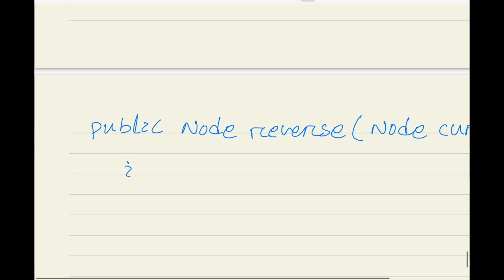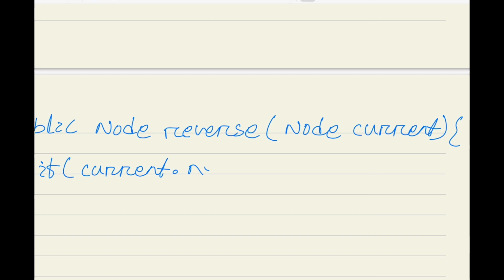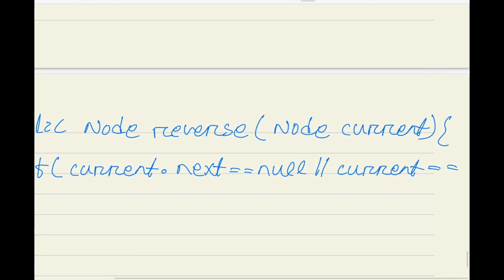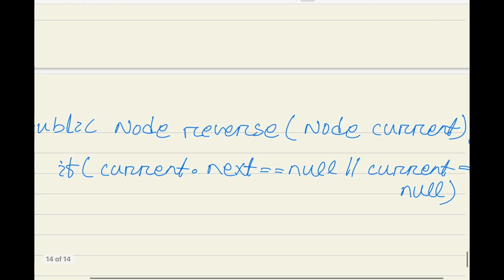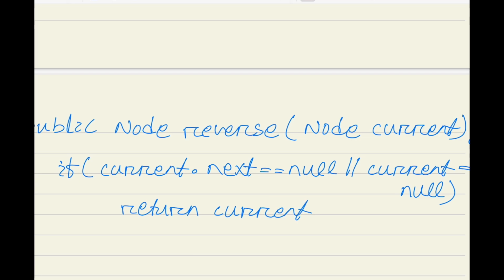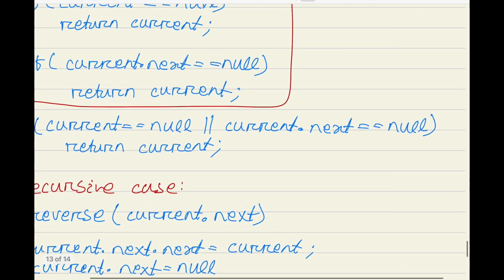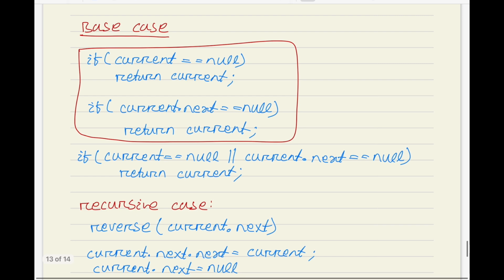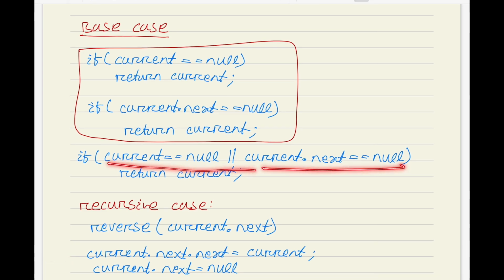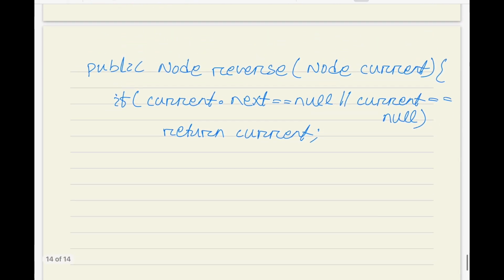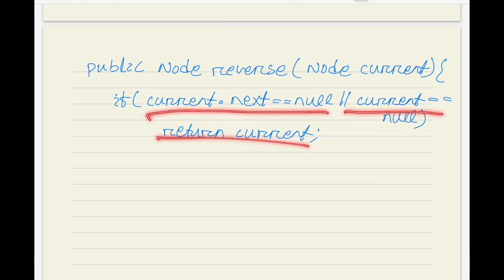We can write the base case like this: if current dot next equals null, or if current equals null, return current, like we have discussed. Here we have just written the base case: if current equals null or current dot next equals null, return current.